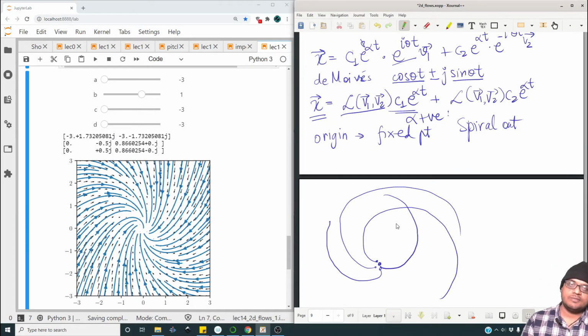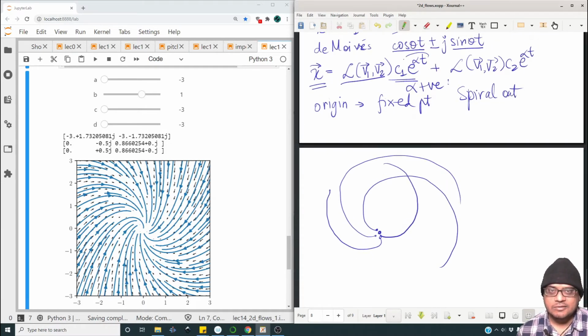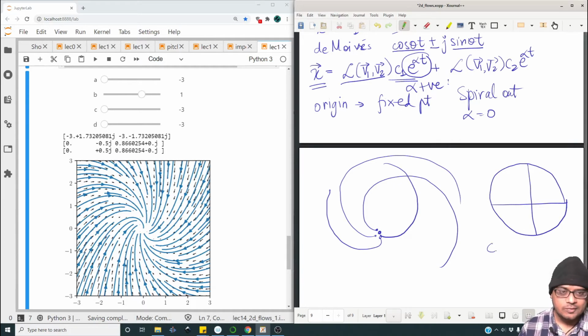In fact, if the eigenvalues are purely complex, then for this particular flow there is no change in amplitude because of this alpha t. If alpha becomes 0, there is no change in amplitude, and as you can imagine, if you have two vectors which are rotating, it will simply go off as a circle or a closed orbit. It's not a circle, it will be a closed orbit.